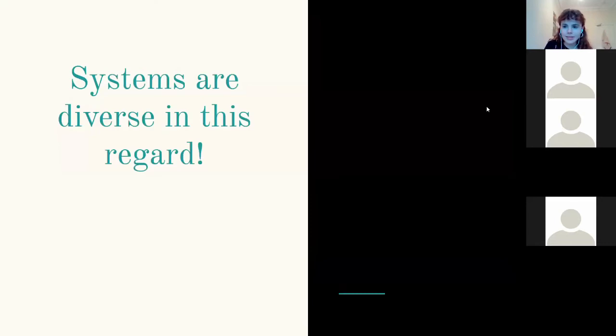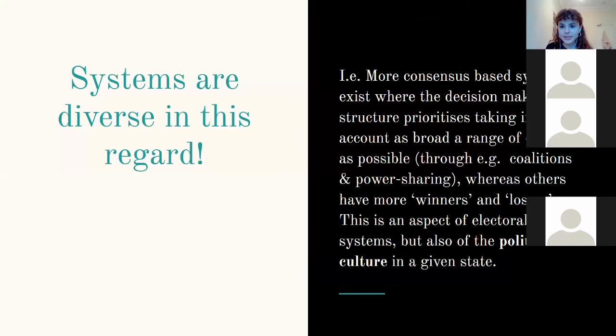Okay, so systems can be pretty diverse in terms of how they treat this sliding scale. There are more consensus-based systems where the decision-making structure will prioritize taking into account a broad range of opinions. This is usually through forming governmental coalitions where 3 or 4 parties could be in government at one time, or power sharing agreements as well. Other systems have more winners and losers, where if you don't end up in government or as a representative, then none of the policy platform that you had really matters anymore. I'd say that's slightly more similar to the UK system, even though they still have coalitions.